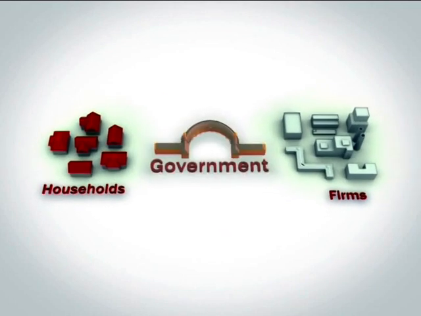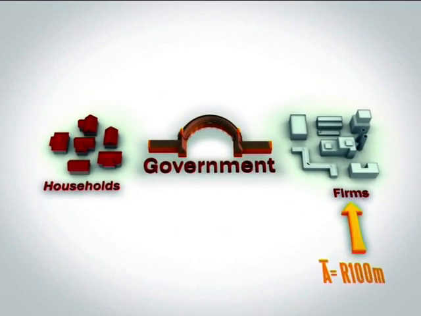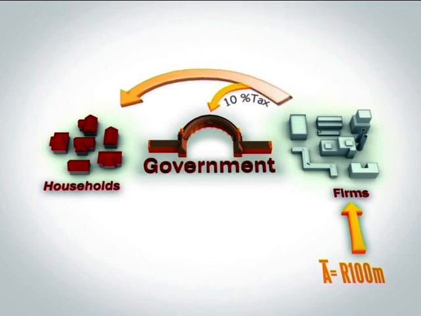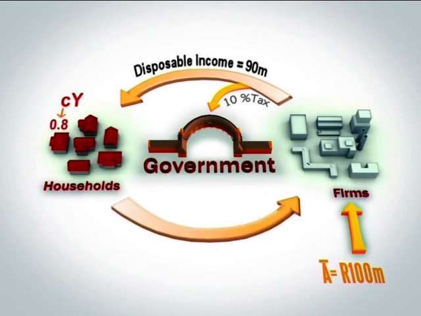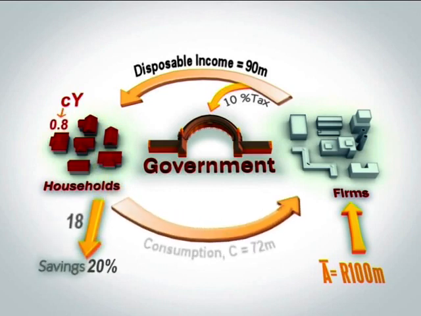Now let's see what happens if we introduce a 10% income tax. Out of an increase of 100 million rand in income, the household must first pay 10% as income tax, leaving them with 90% of their income. And of this, they're only going to spend 80%, their marginal propensity to consume, which leaves us now with an increase in consumption of only 72.